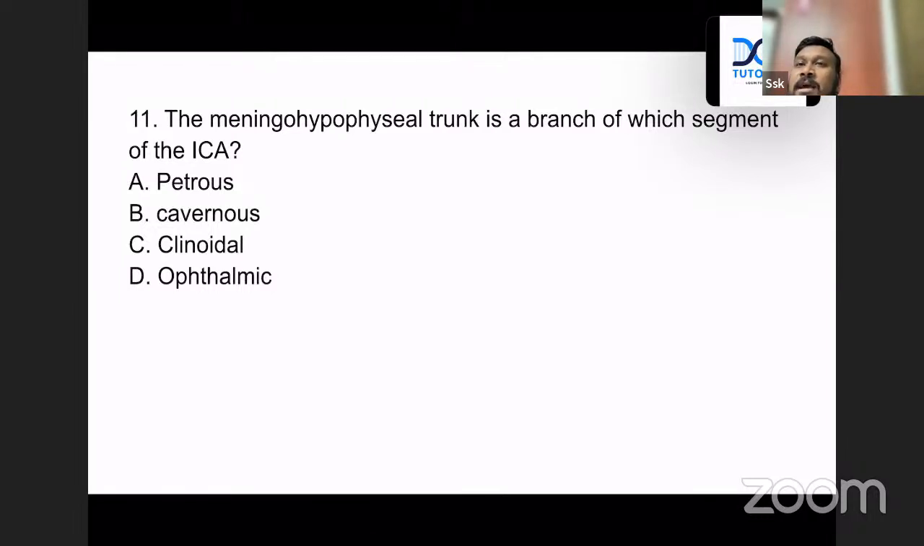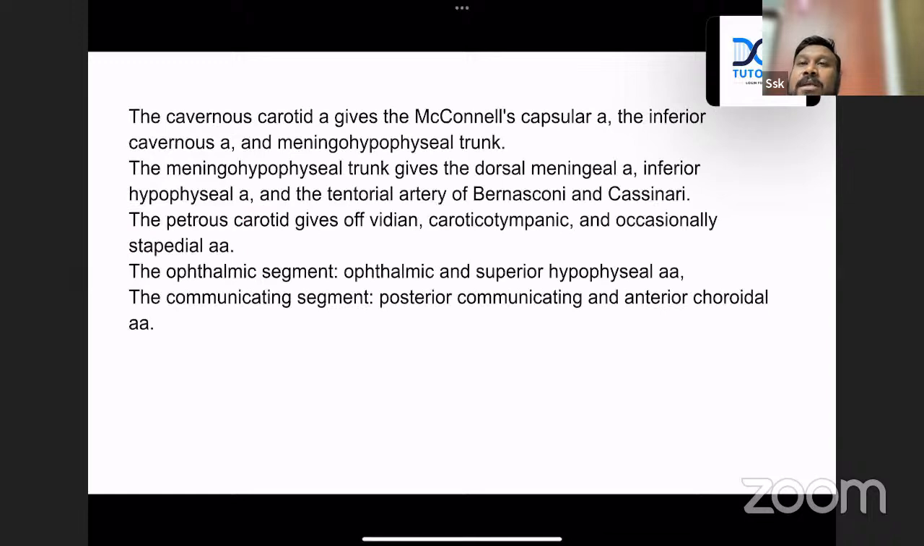The next question is the meningohypophyseal trunk. The meningohypophyseal trunk is a branch of which segment of ICA? So you have to know about the various segments of ICA. Okay, so you know there are going to be 7 segments, and the meningohypophyseal trunk will be a branch out of the cavernous segment. So the cavernous carotid is going to give one other important artery. It is called McConnell's capsular artery. This has been asked previously in exams, so you have to know this.